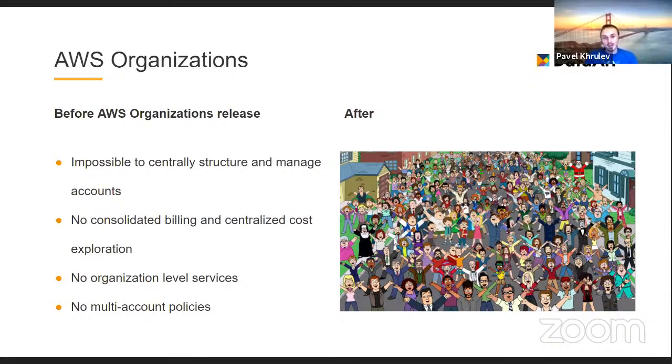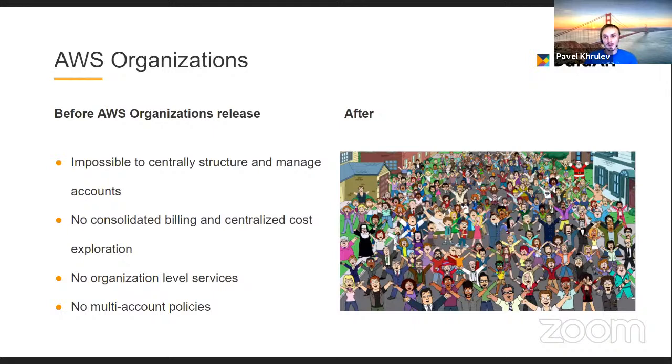But okay, we have AWS Organizations. AWS Organizations allows us to manage and structure accounts. It allows us to create organizational units. It allows us to create a nested structure of these organizations. It allows us to have consolidated billing and centralized cost exploration. You can see all expenses, all costs in your accounts just in one place.